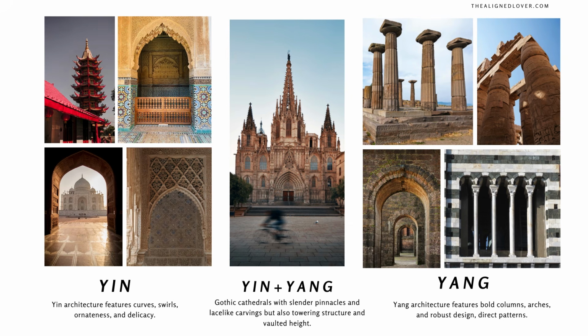Architecture is a vital medium for illustrating the duality of yin and yang. Yin architecture features curves, swirls, ornateness, and delicacy. Northrop cites Oriental pagodas, Moorish doorway arches, the walls and balustrades of the Alhambra, and the intricate carvings of the Taj Mahal as very yin. Pure yang architecture features bold columns, arches, and robust direct design, emphasizing a strong, clear, contrasted pattern. This includes Doric temples, the massive columns of the Great Hall in Karnak, and the pillars of Georgian mansions. The blend of yin and yang is illustrated by Gothic cathedrals, which possess towering structure and vaulted heights of yang, but also slender pinnacles and lace-like carvings of yin.